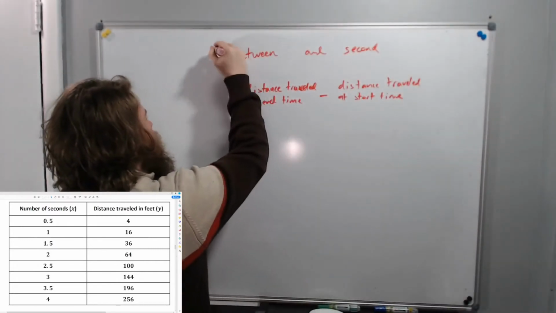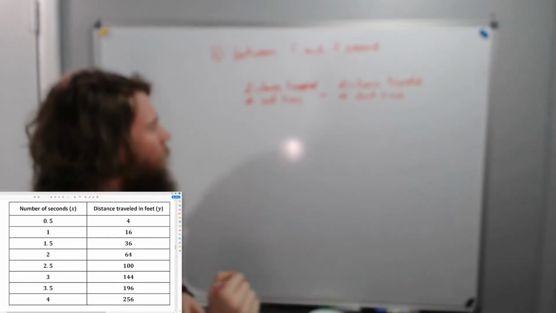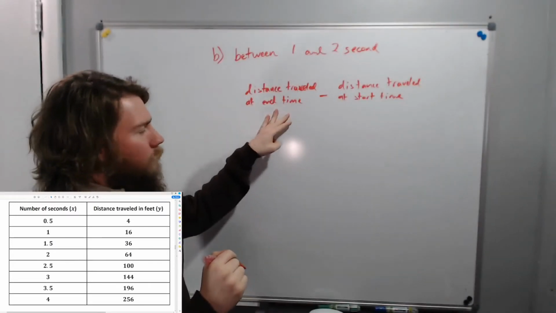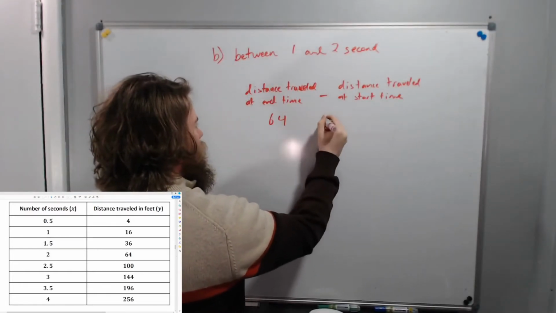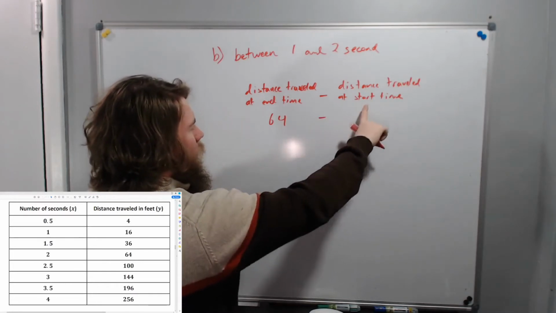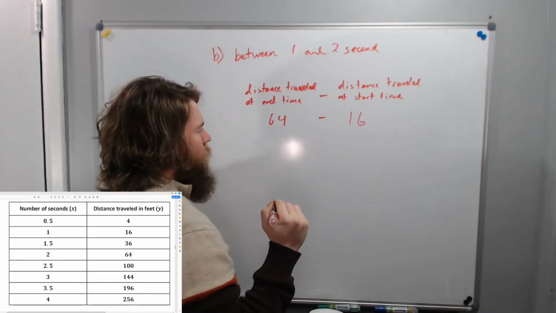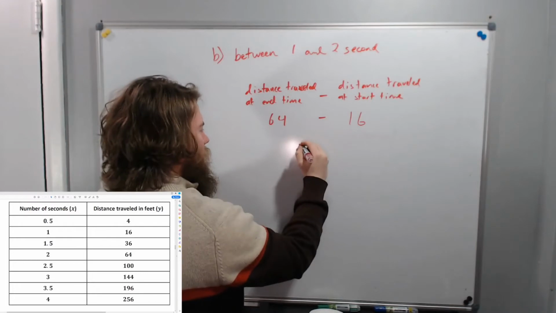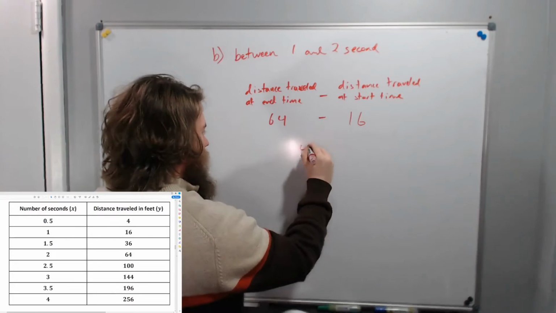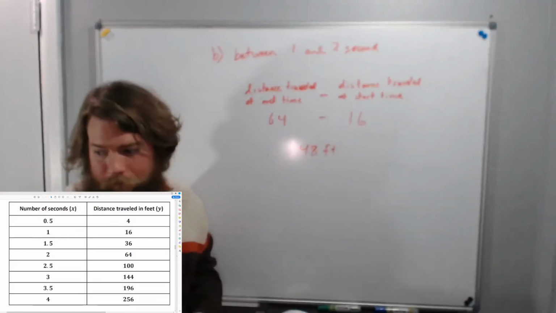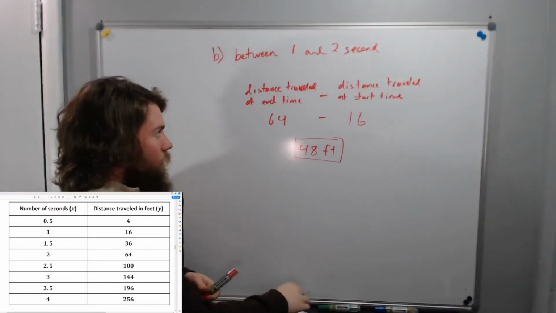Now for part B, the distance that it traveled between 1 and 2 seconds. So the distance that it traveled at the end time, after 2 seconds, it's gone 64 feet. And we already said that the distance traveled after 1 second was 16. And so 64 minus 16 is going to give us not 14, 48 feet.